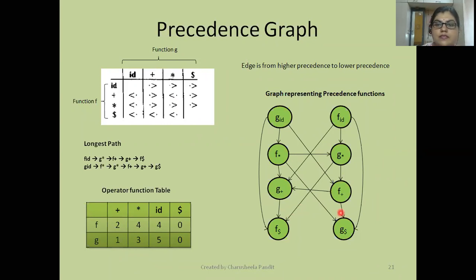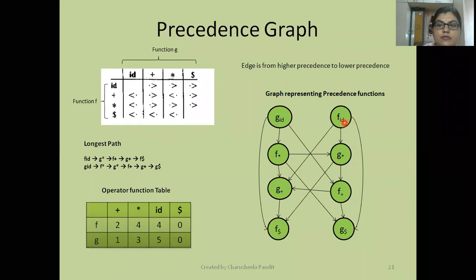Now, once this graph is completed, we have to find the longest path from f of id to f of dollar and g of id to g of dollar. That is, from the terminal with the highest precedence till the terminal with the lowest precedence. So from f of id to f of dollar, what is the longest path to reach f of dollar from f of id?